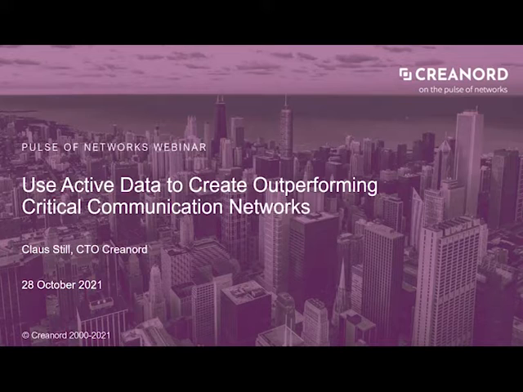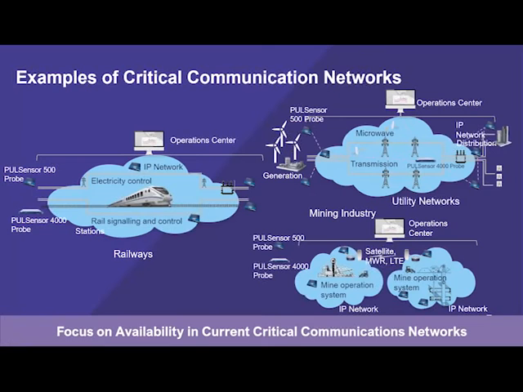Okay, so let's start with today's topic. Let's start by looking at some typical critical communication network types where our solution is used today. On the upper right side, we have utility networks, where the communication typically would be sensors and control traffic. There on the left, we have the railway networks, where again, there's mainly sensor and control traffic being transmitted.